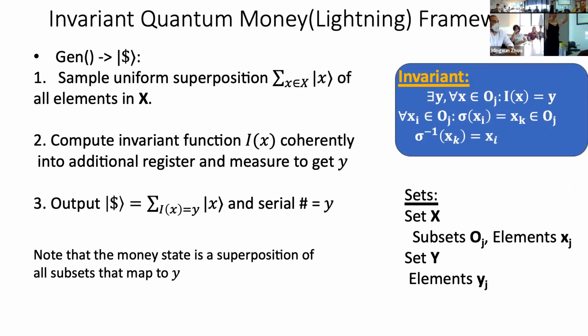The first step is very similar to what we did in the lattice setting. Here we sample a uniform superposition over all the elements in X. Suppose X just spans over all the n-bit strings. So this is a very easy procedure. We can sample it using quantum Fourier transform. And the second step is also quite familiar, very similar to the lattice case. You simply apply this invariant function on the first register, and you write the output in an additional register. You measure this register, then you collapse to everything that's natural, right? So now I have my first register, suppose it's some superposition of all the orbits, and all these orbits are mapped to this value y.